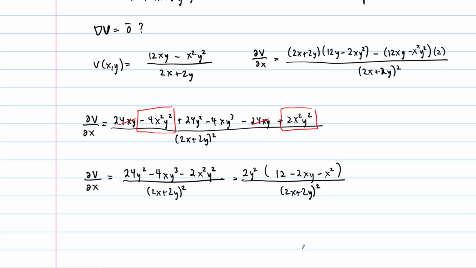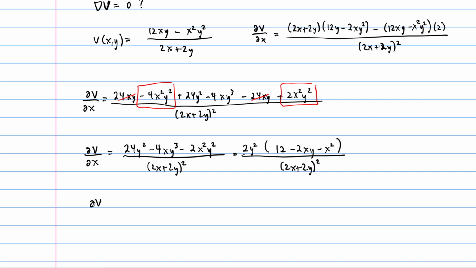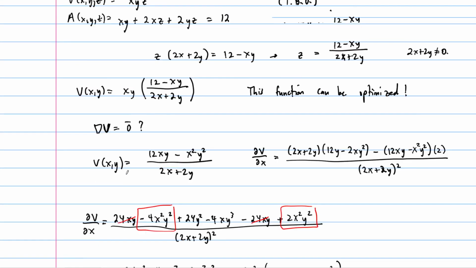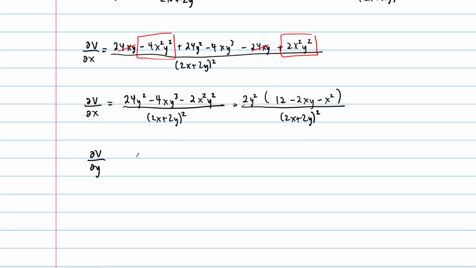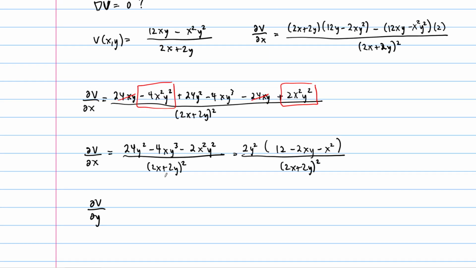Okay? So at this point, we can work out dV by dy. If we go back up and compare, this function is symmetric with respect to x and y, right? If we replace x and y in this function, we get the exact same function back. So that means that the derivative with respect to y is going to be exactly the same, except just replace the x and the y. It is recommended that you work this out, but this should end up being 2x squared times (12 minus 2xy minus y squared), all over (2x plus 2y) quantity squared.